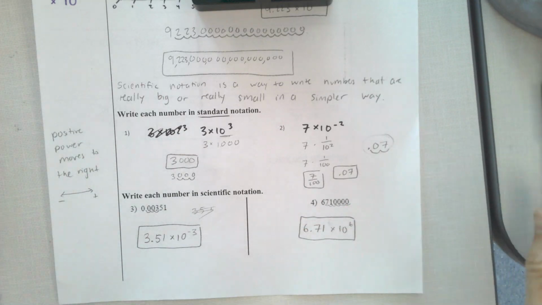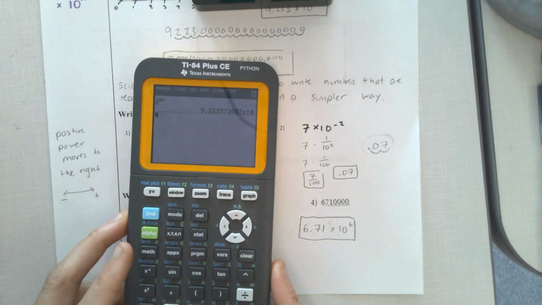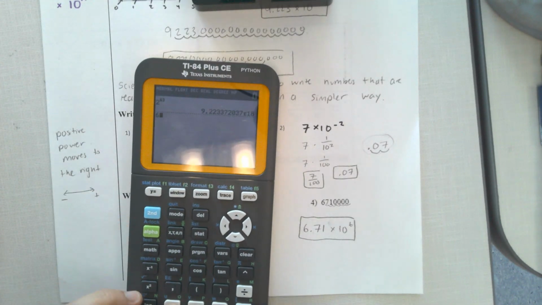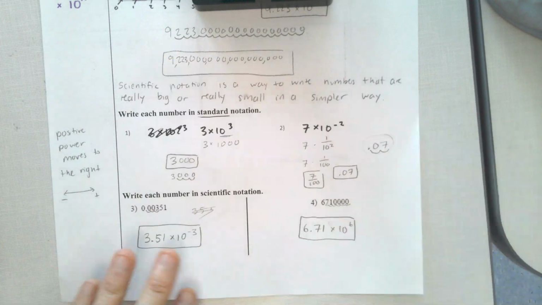And if you're ever not sure, you can always just check on your calculator, right? So we have 6.71 times 10 to the power of 6, and we see that that matches. All right, let's look at the back.